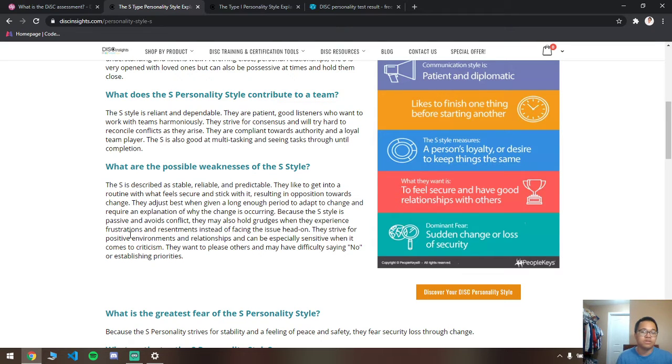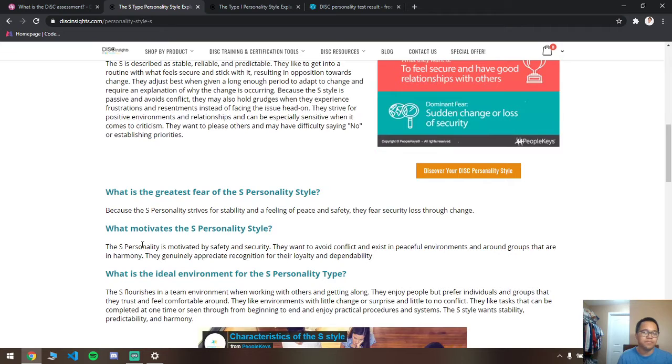They strive for positive environments and relationships, and can be especially sensitive when it comes to criticism. They want to please others and may have difficulty saying no or establishing priorities. What is the greatest fear of the S personality style? Because the S personality strives for stability and a feeling of peace and safety, they fear security lost through change.